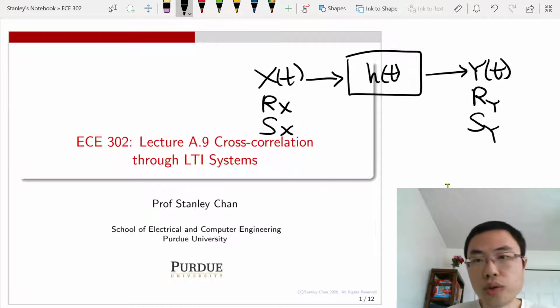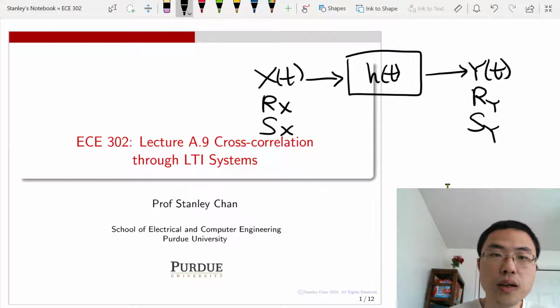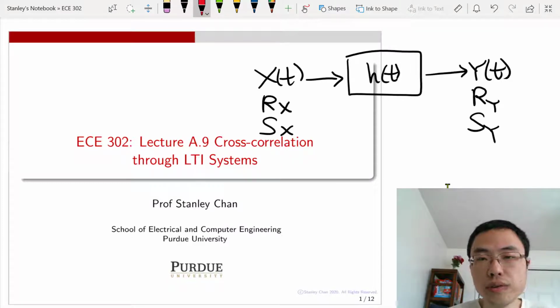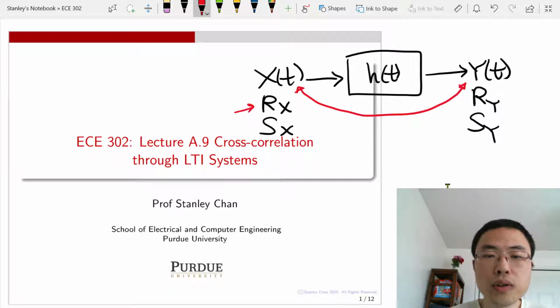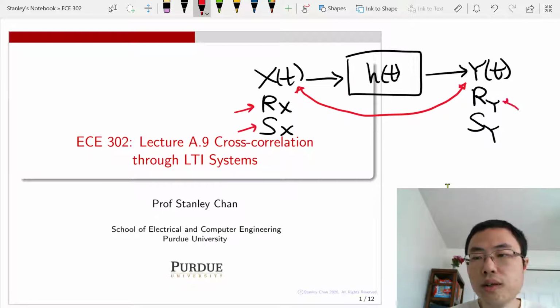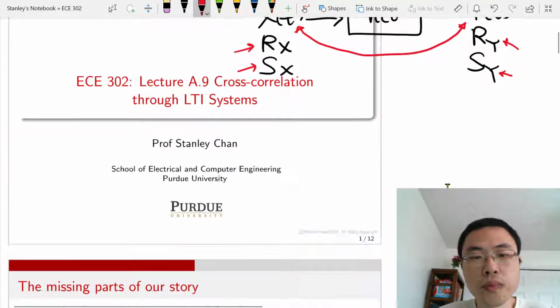In today's lecture, we're going to learn about something also very relevant, which is the cross-correlation, the correlation between X and Y. If you recall, these are always the autocorrelation functions between Y and Y or X and X. How will the correlation be between X and Y? This is the focus of today's lecture.